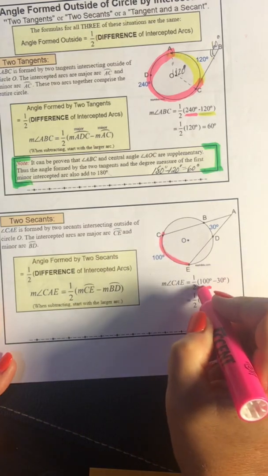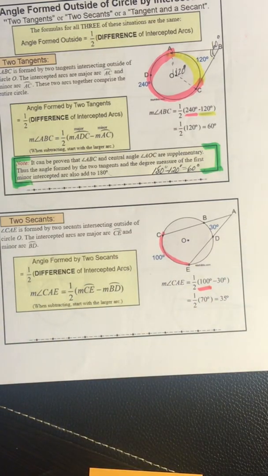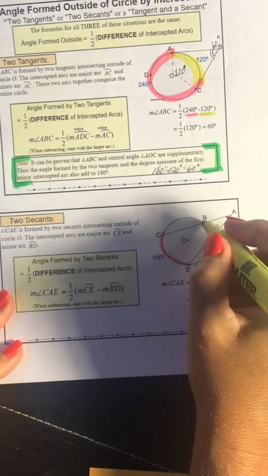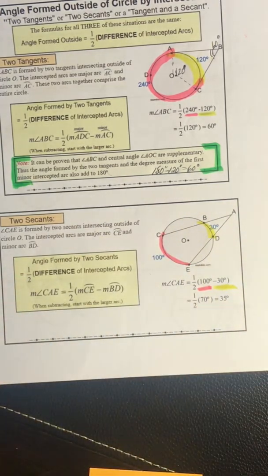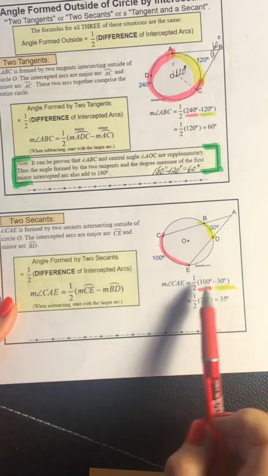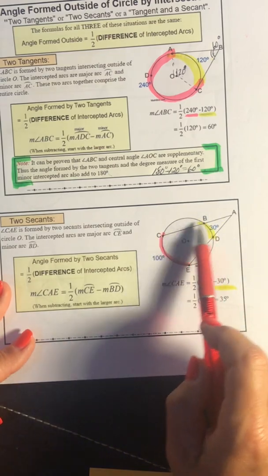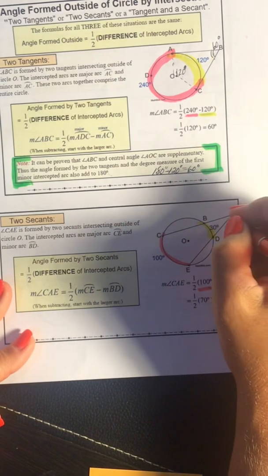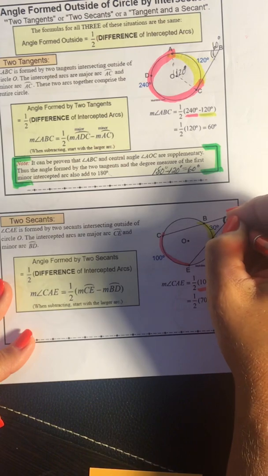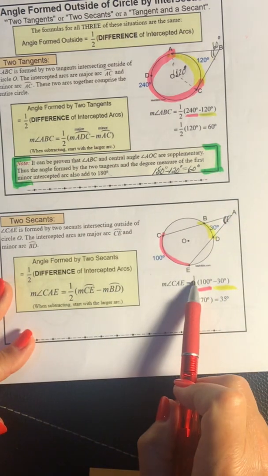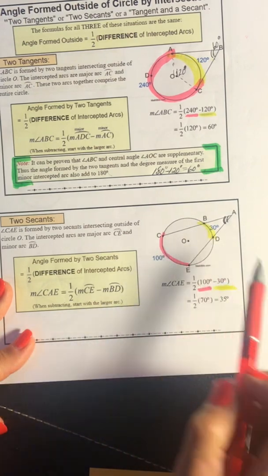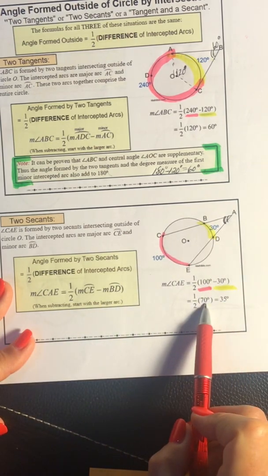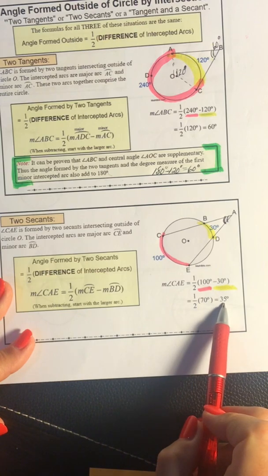of 100 degrees minus the smaller inner arc, 30 degrees. And we're still simply just taking 1/2 of it. So this CAE, this angle out here that we've been looking at, is nothing but 1/2 of 100 minus 30. 100 minus 30 is 70. Half of 70 is 35 degrees.